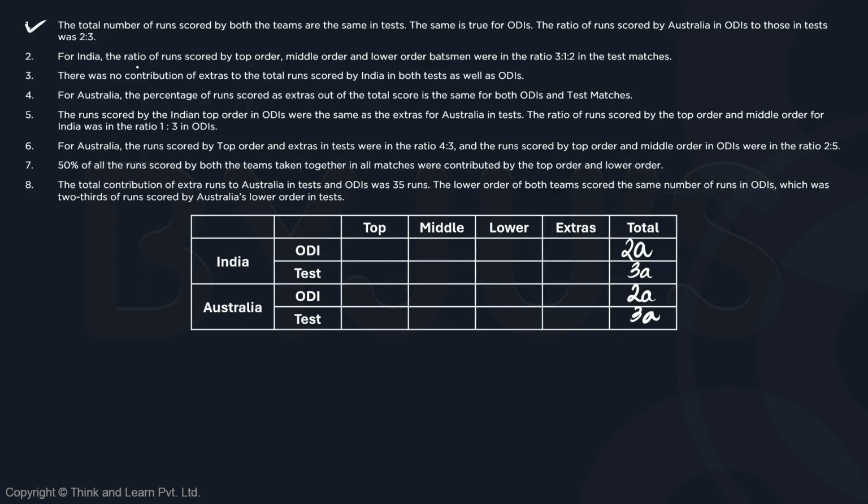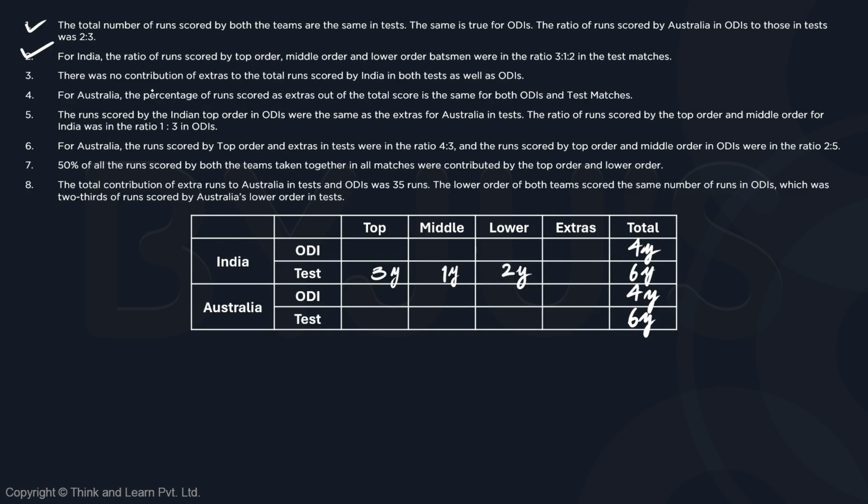The second statement says for India, the ratio of runs scored by top order, middle order, and lower order batsmen were in the ratio 3:1:2 in test matches. So let's take this as 3y, 1y, 2y, such that total turns out to be 6y. So that means 3a turns out to be 6y. That means 2a turns out to be 4y in both these scenarios for both the countries. Okay, so we're done with the second statement.